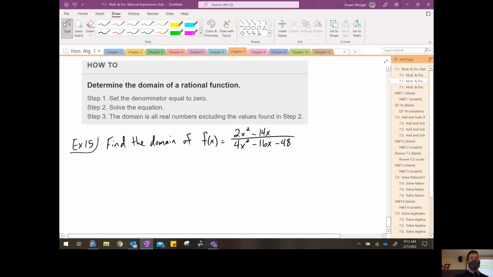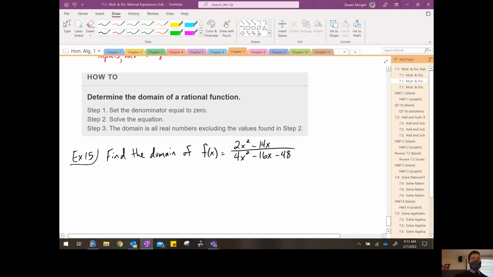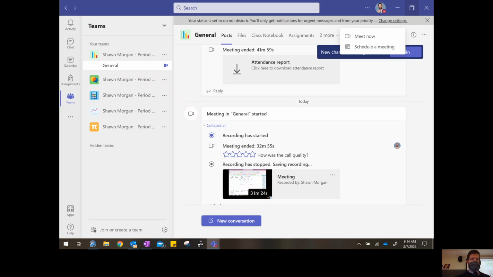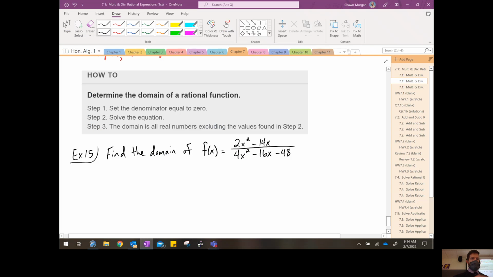Get my pen to work. Come on, pen. Good grief. Maybe my battery's getting low. We'll blame Coach Newman. It was working before he came over here. Plus sign, plus sign. There we go.